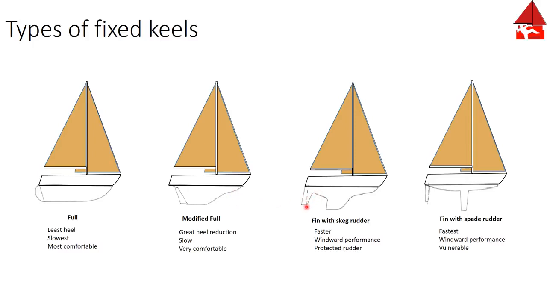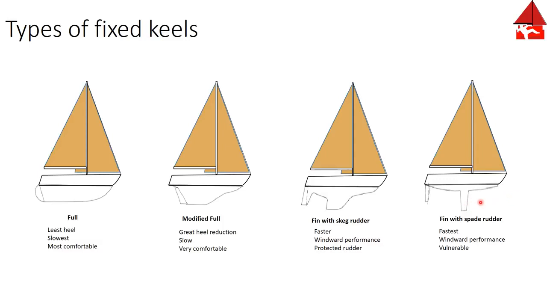Now, the fin keel has something in common with the full and modified full, and that is that there is an extra structural member of the keel attached to the rudder. And what that does is it helps protect the rudder from groundings as well as from debris. Say if you drove over a rope, that rope would come along the bottom of the keel, hit the skeg, and then go on its way.